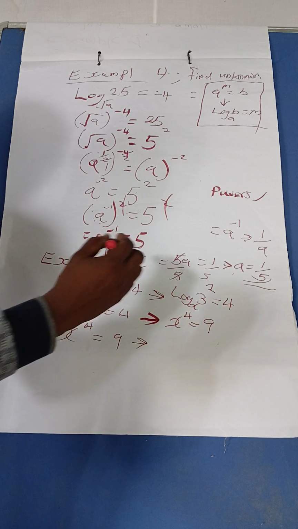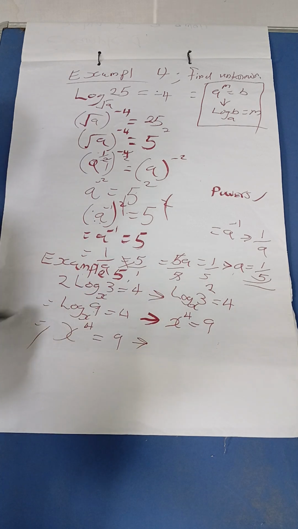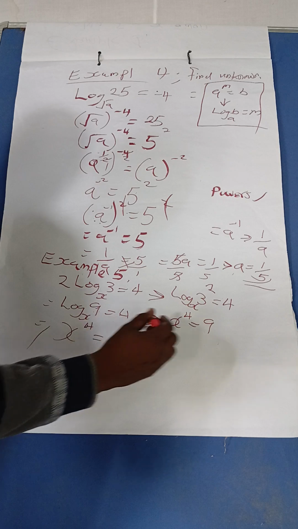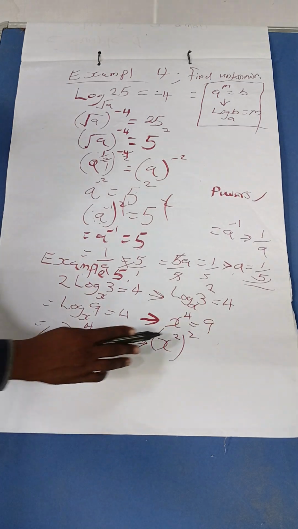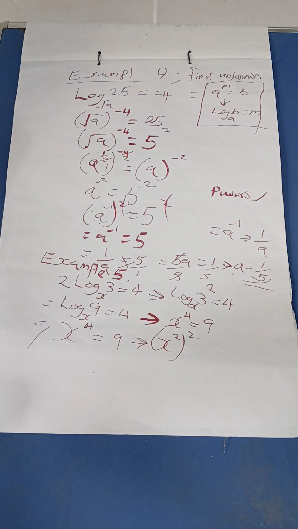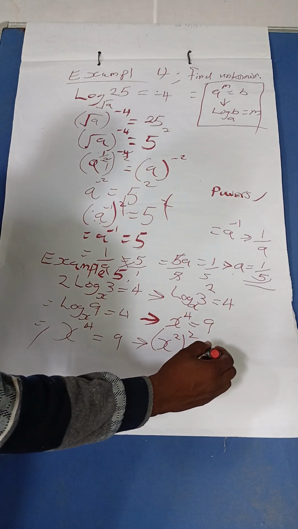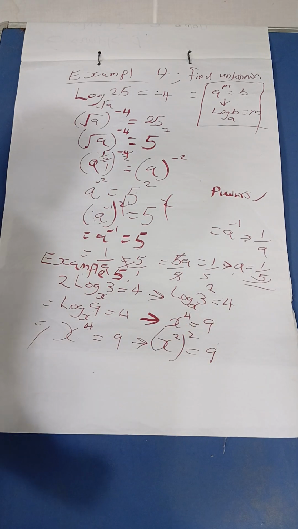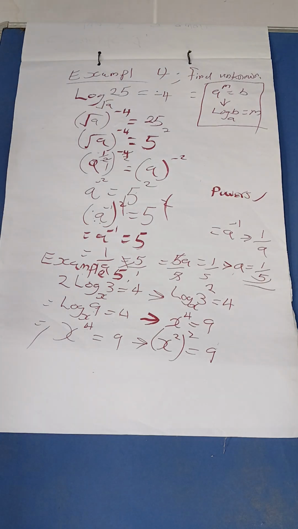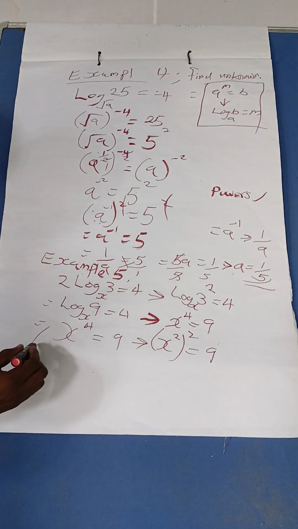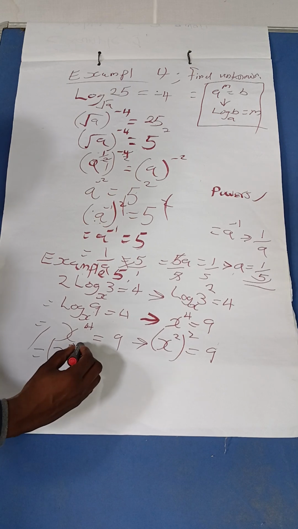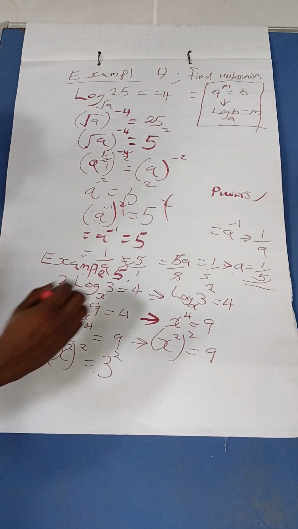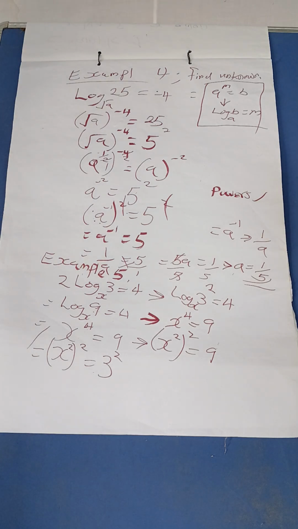This one is very simple. I will look at x power 4. I can write x power 4 as x power 2 in bracket, squared. Meaning if I multiply 2 by 2, I get back to x power 4. Now it will be equal to 9, and the factor of 9 is 3 squared. Good. Now it is very simple: x power 2 in bracket squared is equal to 3 squared. You see how we have made the powers the same?